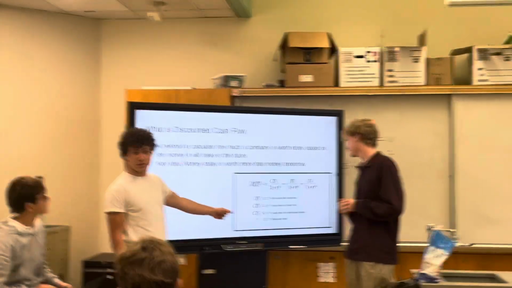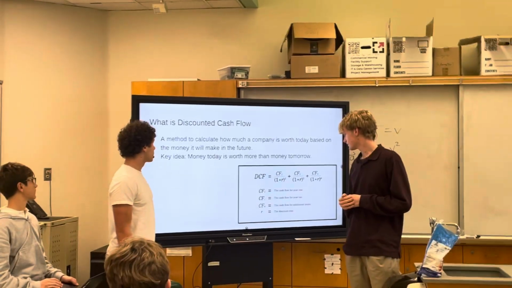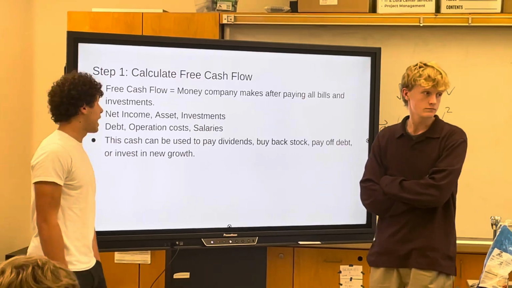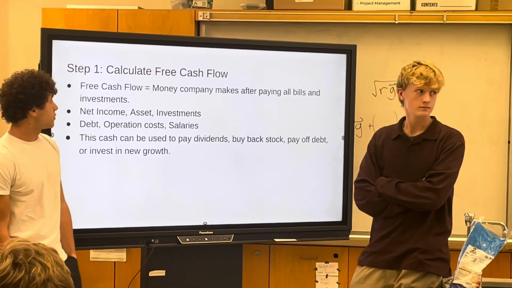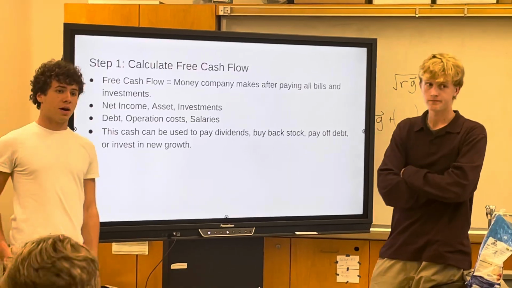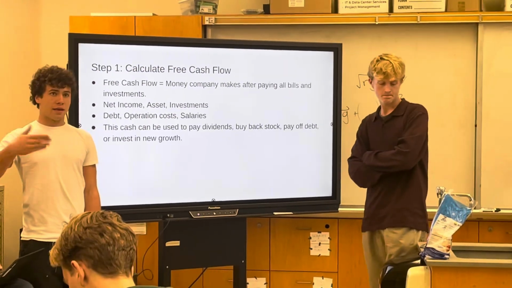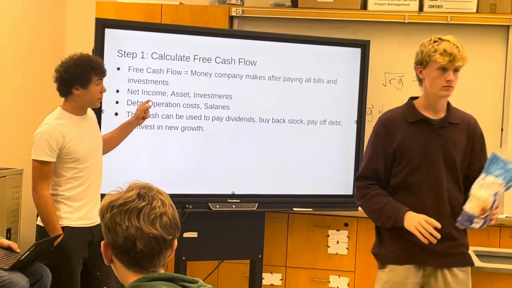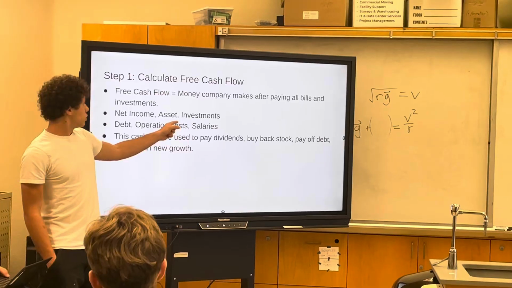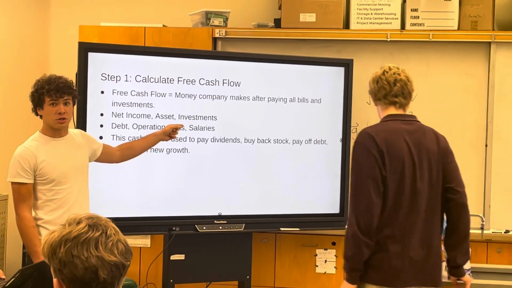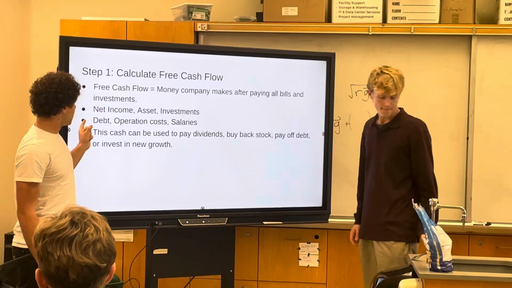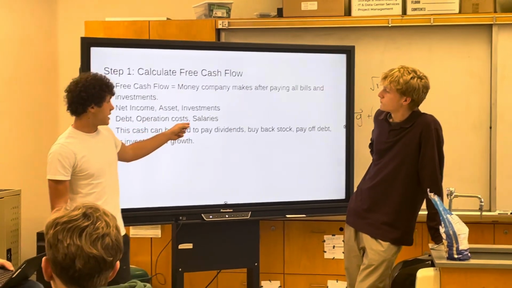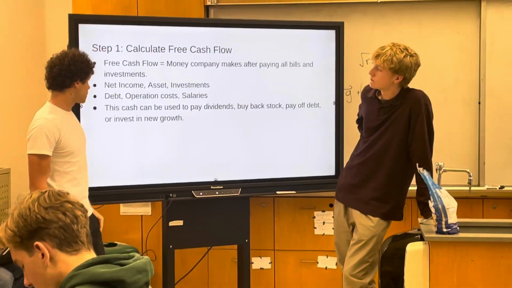This is the equation, guys. So, step 1: first we're going to calculate the cash flow. Cash flow is the net money a company makes after everything is calculated. Things that add to it are the income of the company, the assets they hold, and investments, usually short-term investments because they're easier to get money from. Things that lower the cash flow are debt, operation costs, and salaries, what the company has to pay its workers.